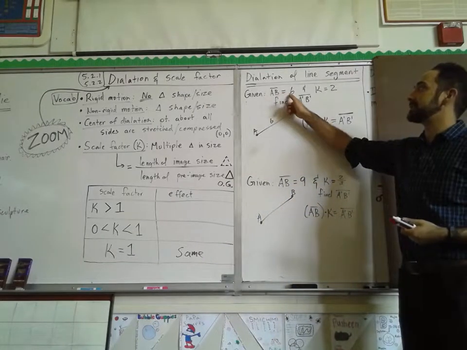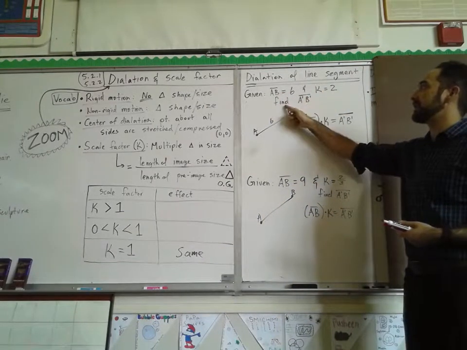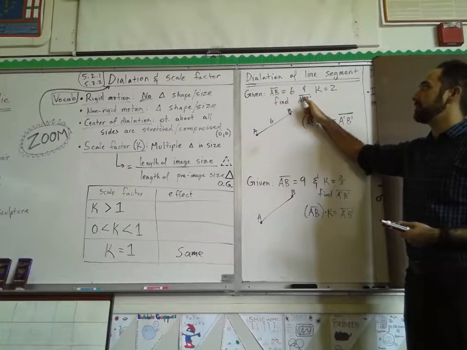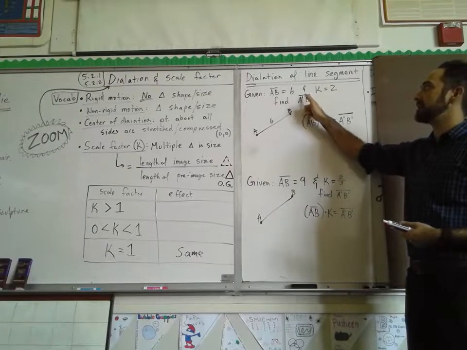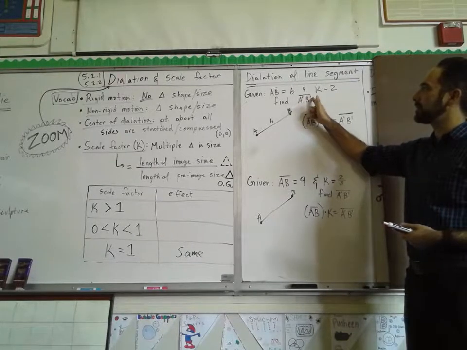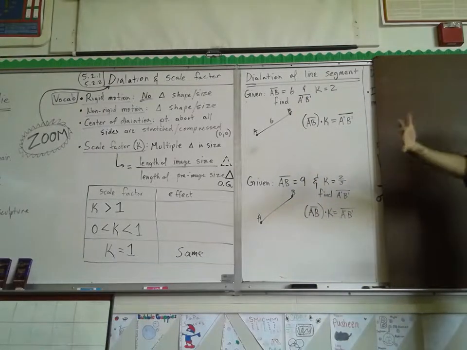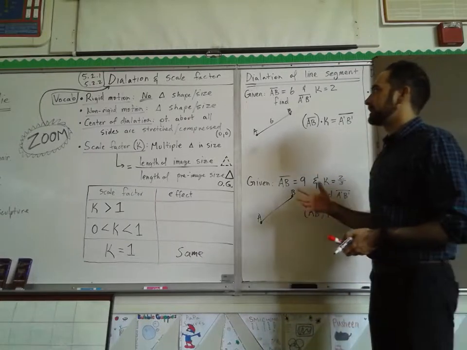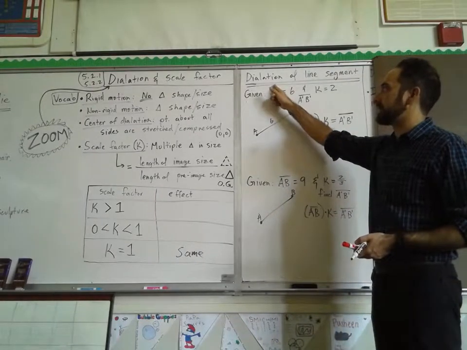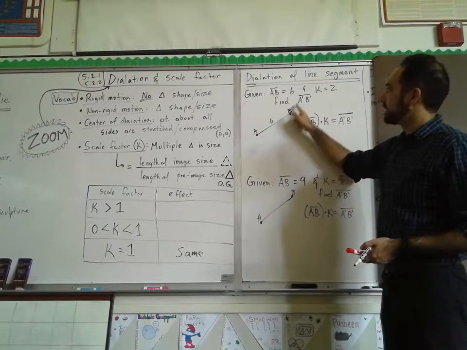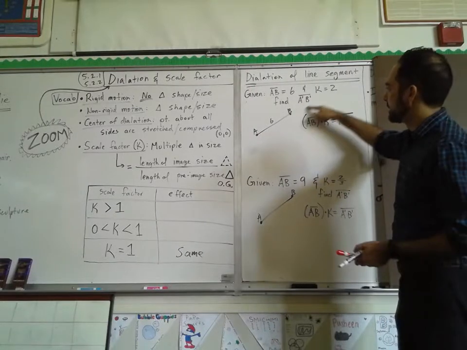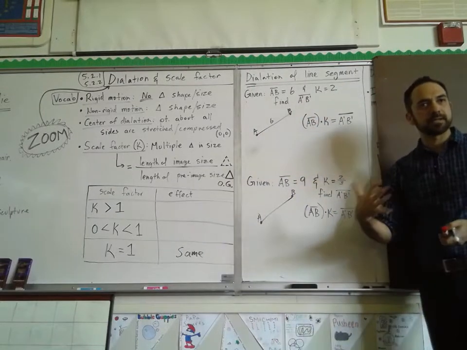All right, so all we have to do in this given example here, we're given that AB line segment is 6, K factor is 2. We have to find A prime, B prime segment. See this little prime mark here? That just means it's the next image. That's the outcome. AB is this. A prime, B prime is going to be the stretched or compressed version, the second version.